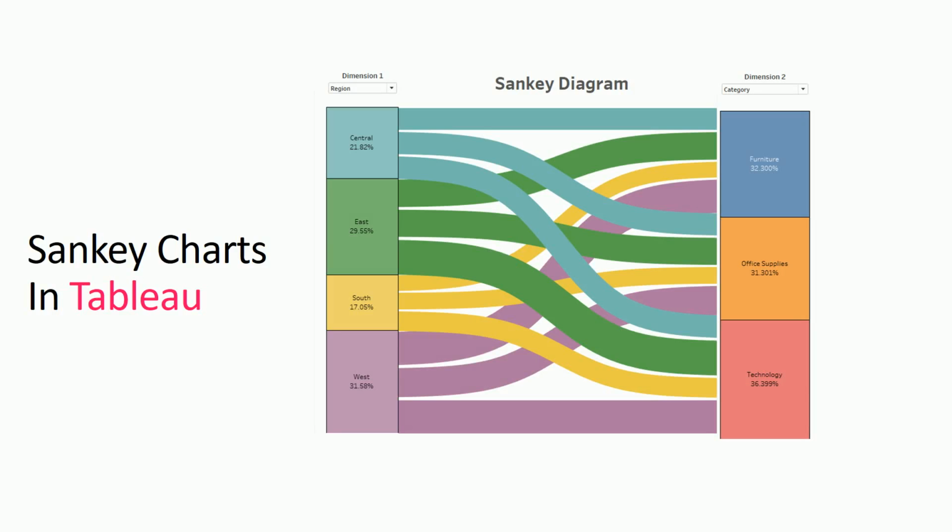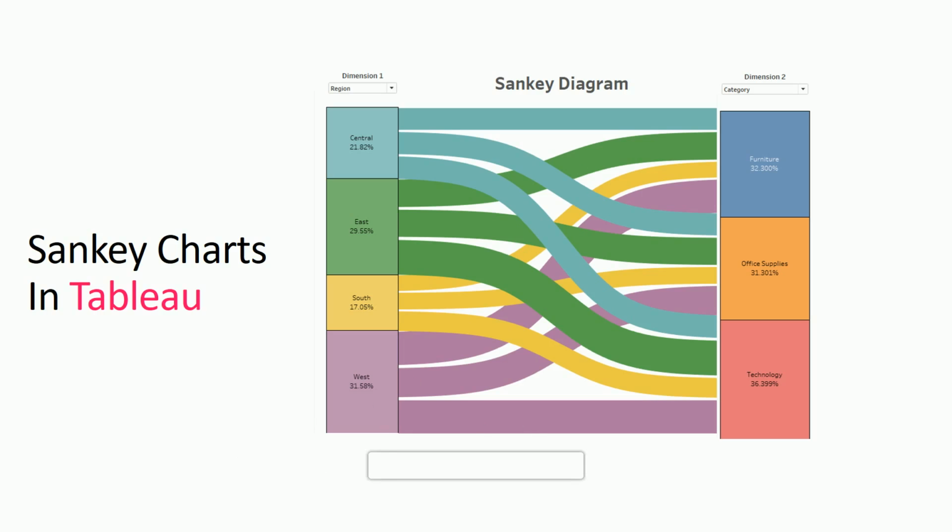Sankey charts are basically used to depict flow of data from one dimension to another. For example, here I'm showing flow of sales volume from a region to category. In Tableau, to draw these curves, we use a technique called data densification. If you are not aware of data densification, please visit my previous video where I have described how densification works in Tableau. The link is mentioned in the description of this video and here on the card.